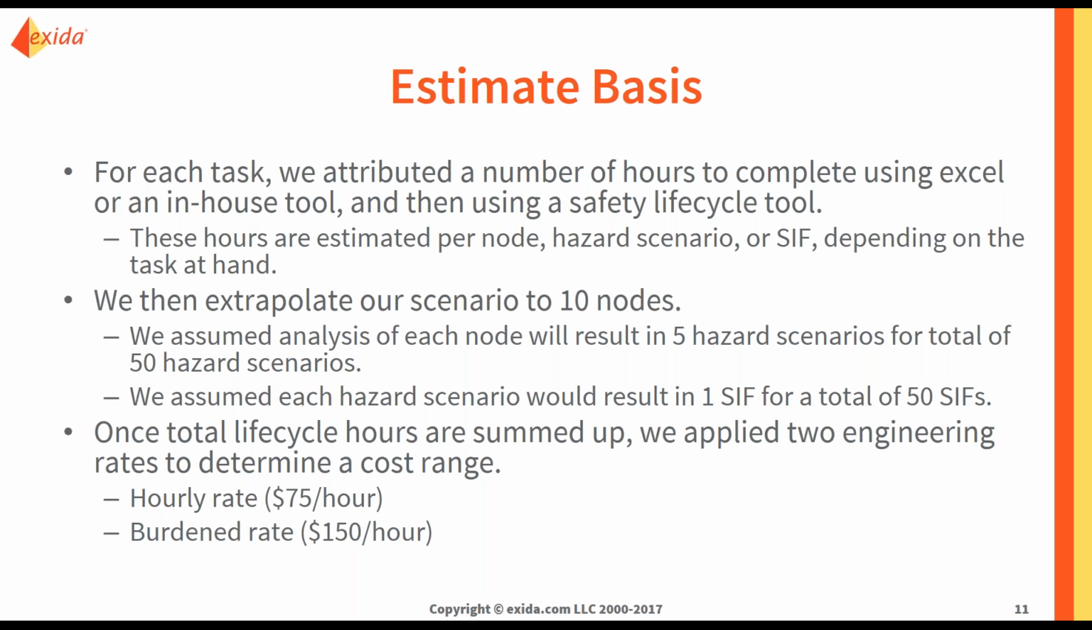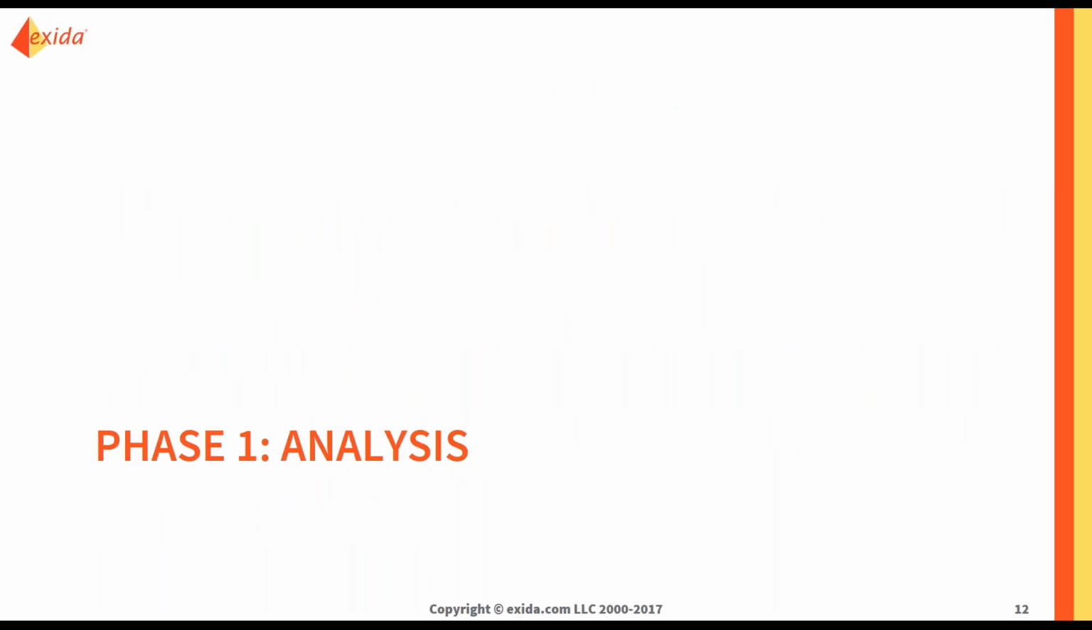We took a very small sample project of 50 safety functions, and for each task in the life cycle, we assumed how many hours it would take using a more traditional method, for instance Excel or an in-house tool, versus using a fully integrated tool like Excelentia. Once all of the hours were totaled up, we applied an hourly range from $75 per hour to $150 per hour to give an idea of how much you could actually save using a tool like Excelentia. So let me dive into the details.